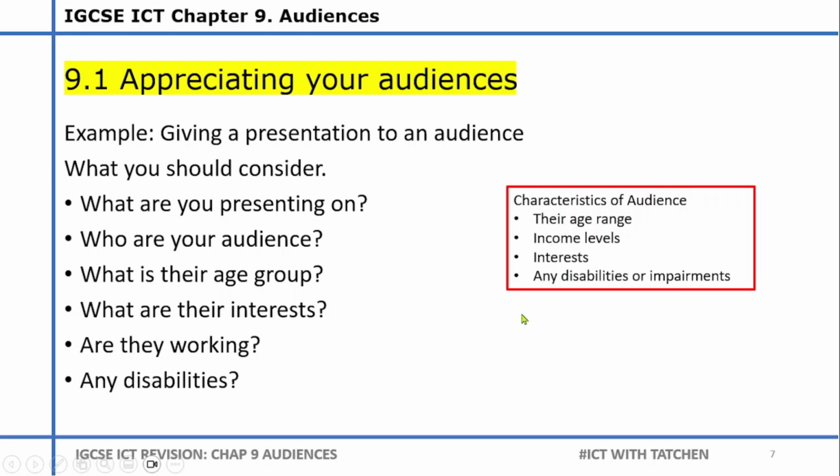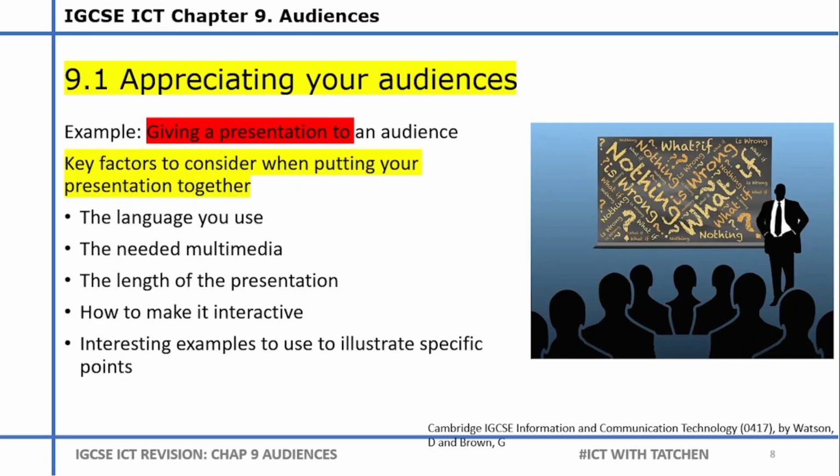So, common characteristics of an audience are usually their age range. It is very important to know the age range. You need to know the income level, you need to know their interests. Any disability or impairment is very important, because you don't want to go talking to people who have hearing issues when you are not very audible, or you don't provide them with hearing aids to facilitate the hearing. So these are very important things you need to consider.